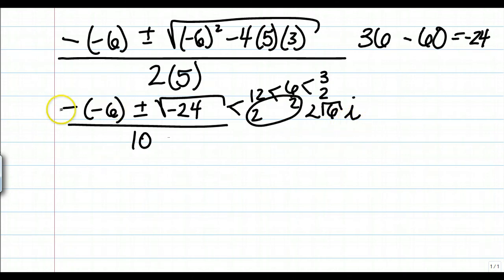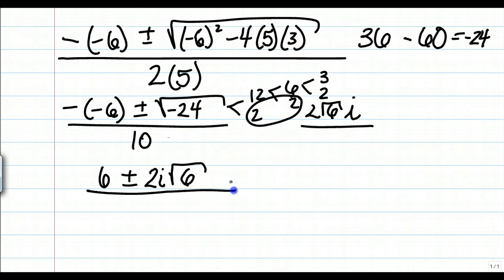So when I write that, I have a negative, this becomes a positive. I'm going to have 2, and you should put the i next to it, radical 6. If you wrote it like this, I wouldn't mark it wrong, over 10.